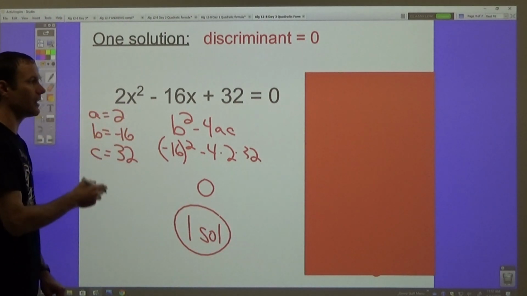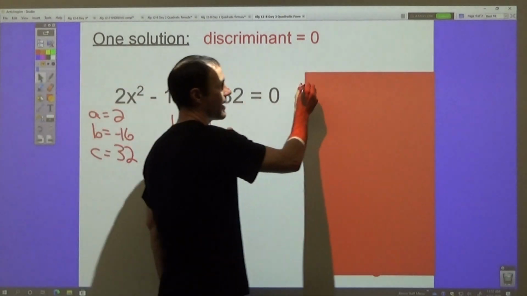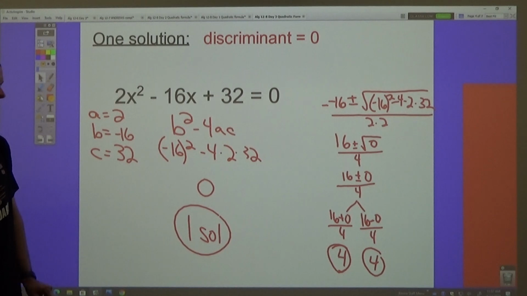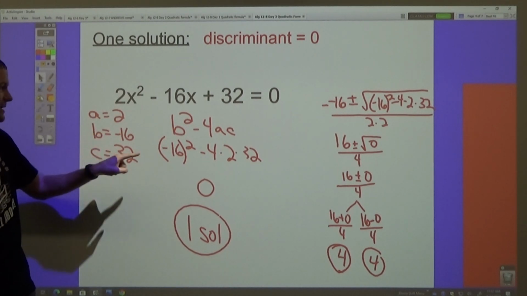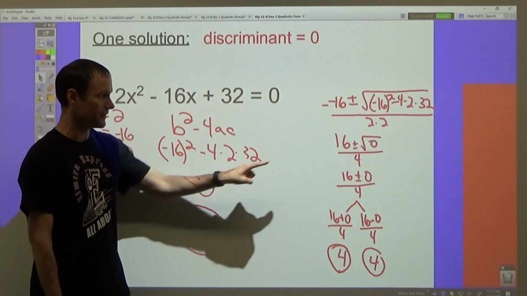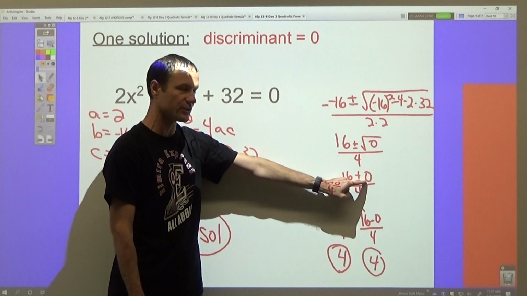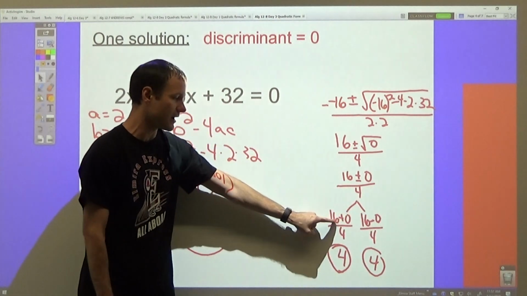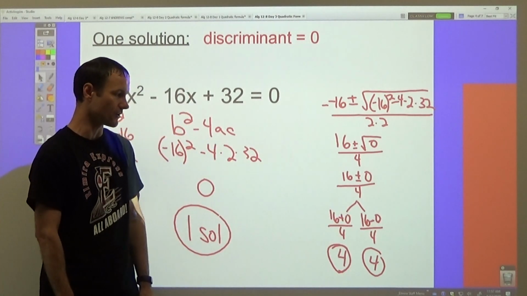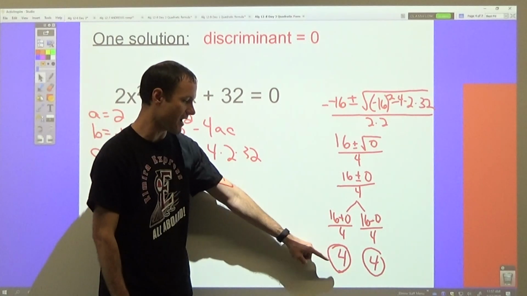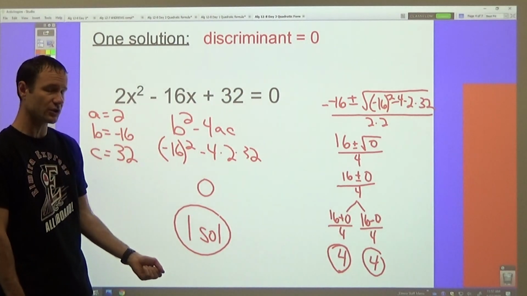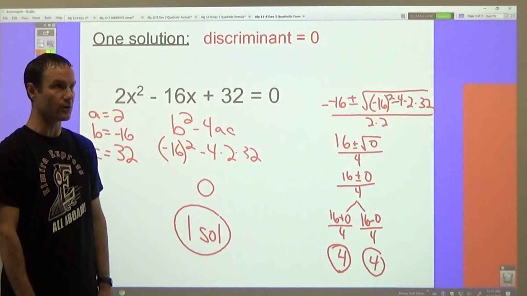Now, what does that actually look like with the quadratic formula? If you get that, you have to use the quadratic formula and figure out what that one solution actually is. So when we put in our a, b, and c values into the quadratic formula, you end up with a 0 right here for the discriminant. The square root of 0 is just 0. So when we split our problem into 2, you're going to have 16 plus 0 over 4 and 16 minus 0 over 4. Well, 16 divided by 4 is just 4. Your one solution to this problem is x equals 4.